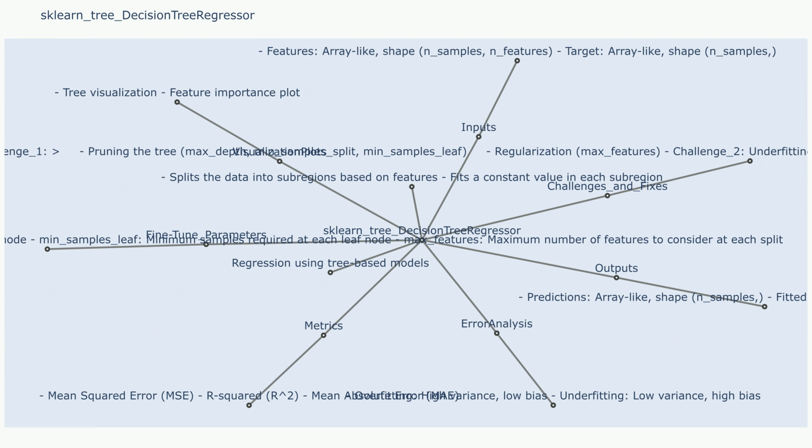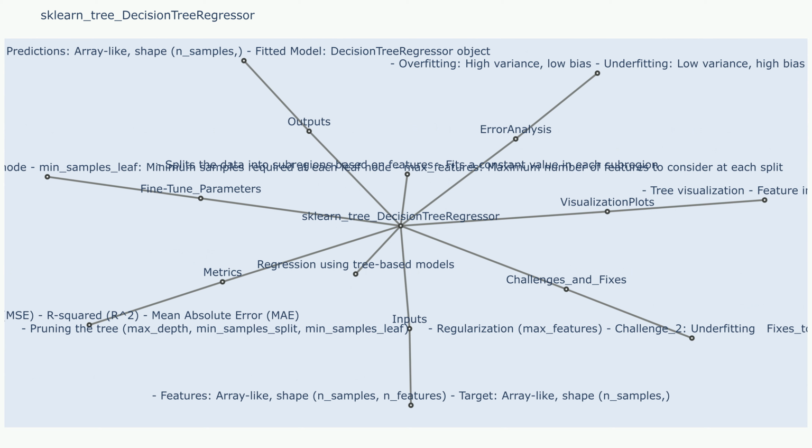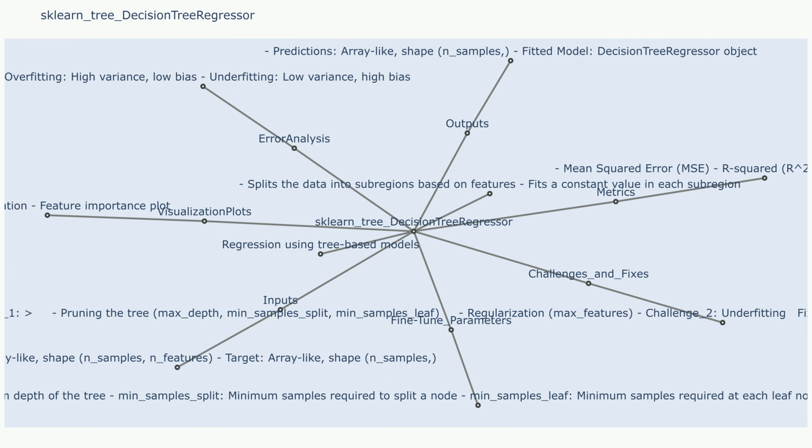Fine-tune parameters. Criterion defines the impurity measure used to evaluate the quality of splits, e.g., MSE for mean squared error. Max depth limits the maximum depth of the tree to prevent overfitting. Min samples split: the minimum number of samples required to split an internal node. Min samples leaf: the minimum number of samples required to be at a leaf node. Max features: the number of features considered for splitting at each node.